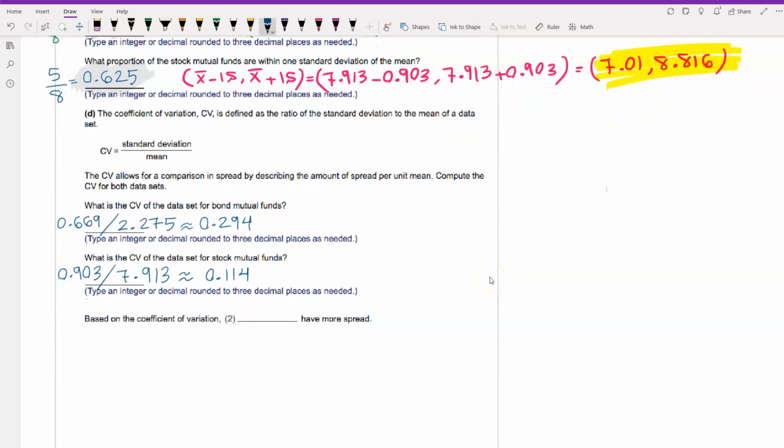Now it's asking which one has more spread, so based on coefficient of variation, based on these two numbers. Which one has more spread, meaning which one is greater than the other one. So the one that we have for bond mutual funds, it's 0.294, and that is greater than what we have for stock mutual funds, 0.114. So the answer for this part is bond mutual funds.